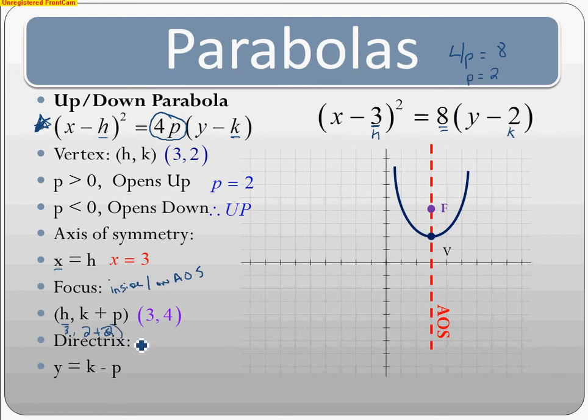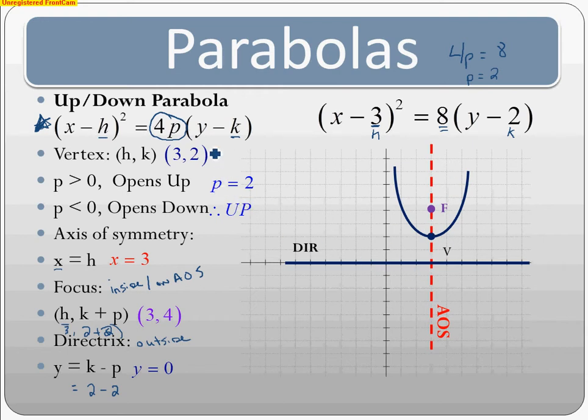Our directrix is always outside the parabola, and it's always perpendicular to the axis of symmetry. So we have a horizontal line here because we know it's y equals, and we have k minus p. K was 2, minus p was 2. So we're going to have y equals 0. So y equals 0 is right there on the x-axis, and we know we're done. That's pretty much how we're going to label everything.